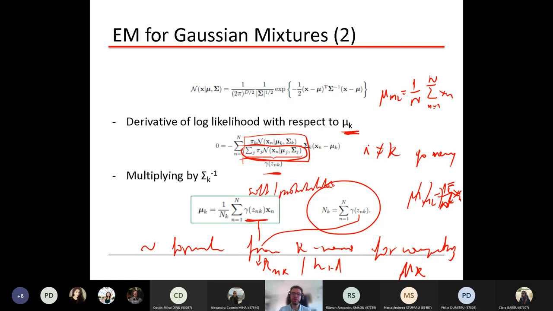So you see, there is a clear resemblance. Instead of having all the points n, we only have the points which are assigned to Gaussian k. And instead of using all the points as an average, like when we compute the mean, we have a weighted average which takes into account how much the current point is probably generated by the k-th component.